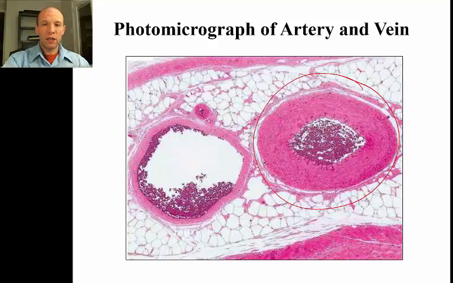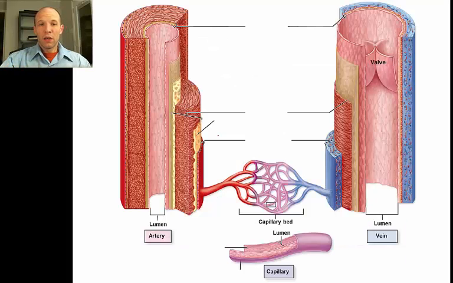One of the ways you can tell is you can see all this musculature here, a very thick layer of musculature in an artery compared to the little bit here in a vein. So when we look at an artery, we see that there are three different layers to the artery as well as in a vein.